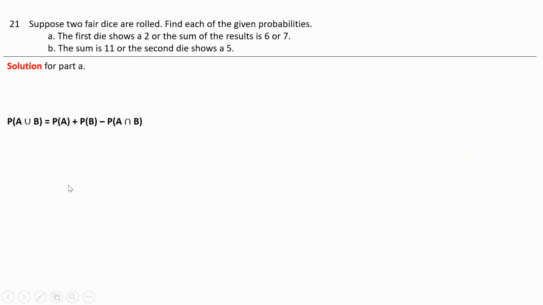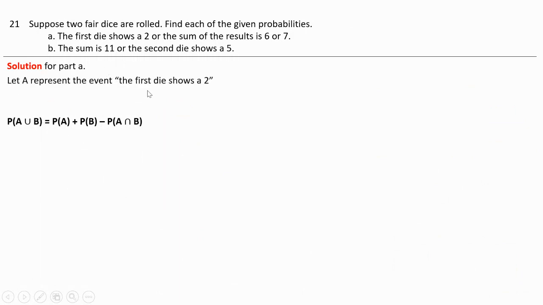Okay, now number 21. Suppose two fair dice are rolled. Find each of the given probabilities. The first die shows a 2. The result is 6 or 7. Okay, so for part A, this is going to be using the probability of A union B equals the probability of A plus the probability of B minus the probability of A intersect B.